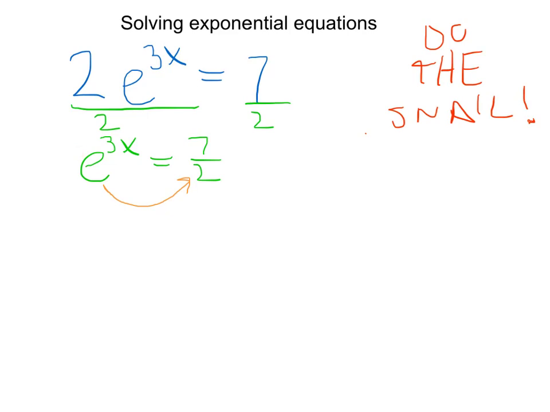So what we do is we start off with the e, go to the 7 halves, just like we did before with the log, and then we go from the 7 halves to the exponent, which is 3x in this case. And you'll notice that again we get this neat sort of snail looking thing going. And then when we go to write this as a log, this is what it looks like.